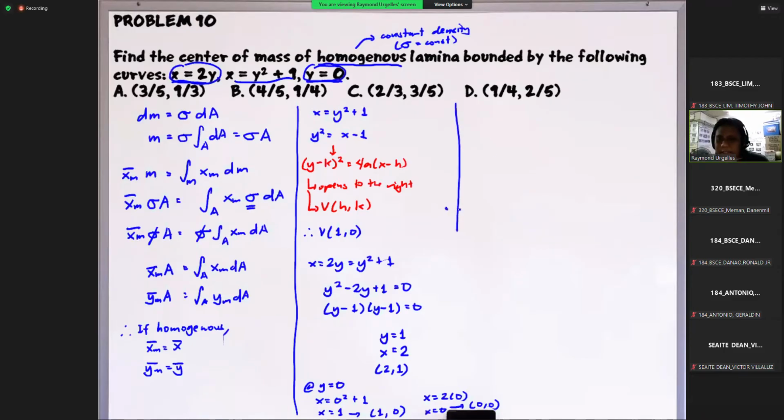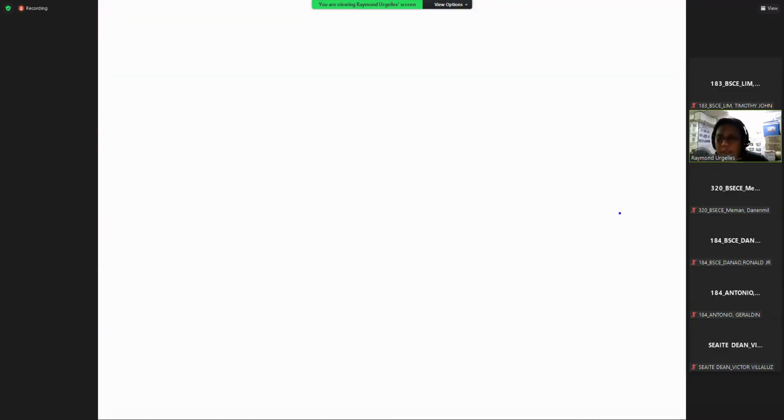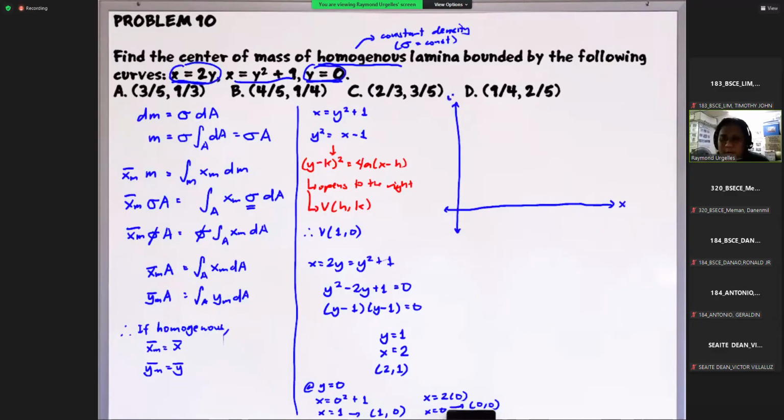So again, para may graph natin na maayos yung figure natin. Okay? So again, first, for the parabola, important part, vertex is at 1, 0. So x-axis, y-axis, 0. So again, yung mga points natin. So we have 1, 0. Okay? So let's say this is 1, 2, 1, 2.